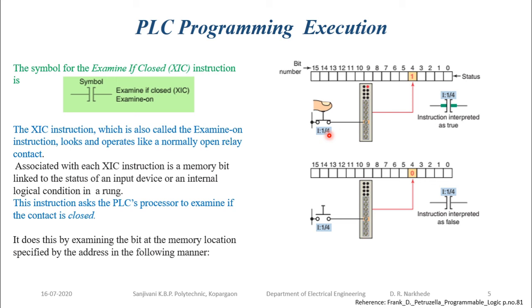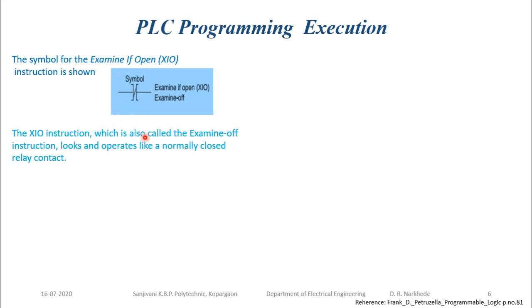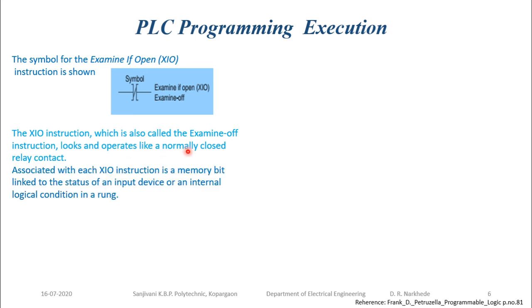In the XIC instruction we check the status, so when it is pressed its value is going to change. Second is the XIO, the symbol for examine if open. What is the symbol? This one. It is similar to the NC contact. This asks the processor to check the status if it is open. The XIO instruction, examine if open, looks and operates like the normally closed relay contact. Normally closed relay contacts mean an off push button.